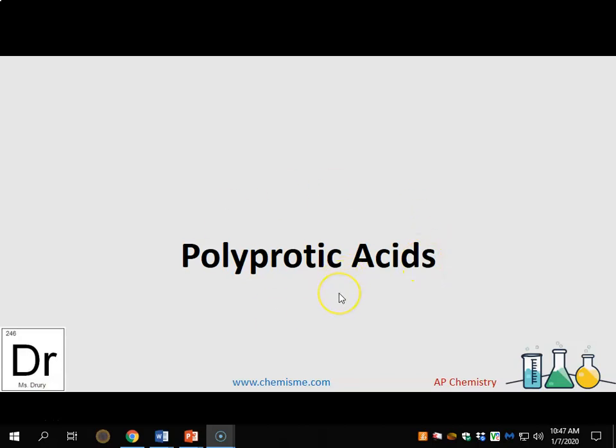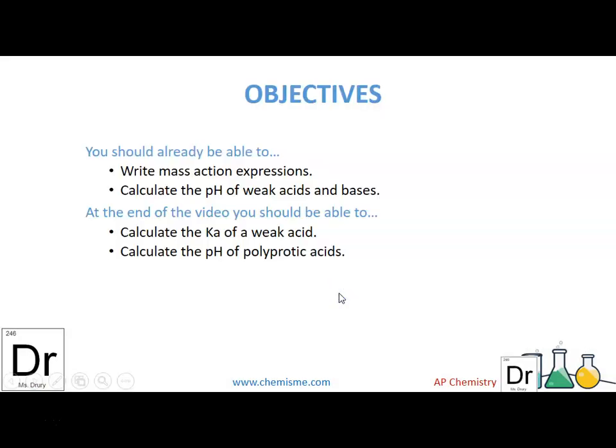This video is about polyprotic acids. You should already be able to write mass expressions, which are the Ka expressions, and calculate the pH of weak and strong acids and bases. And at the end of this video, you should also be able to calculate Kas of weak acids and predict the pH of polyprotic acids, meaning acids that have more than one hydrogen.